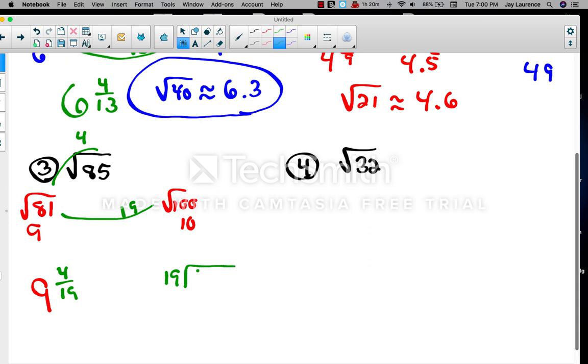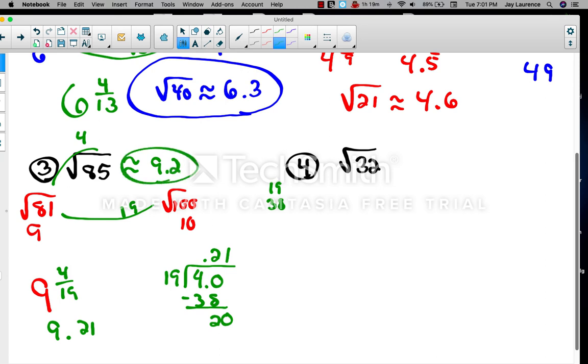19's going into 4. Okay, I'm going to count by 19s off to the side here. 19, 38. Oop, there it is. It goes twice. That'll be 38. I'll subtract and get a 2. Bring down a 0. Get 20. It's going in 1. Okay, so it's going to be about 9 and 21/100ths, rounded to the nearest tenth, would make it 9 and 2/10. And there's a good estimation.